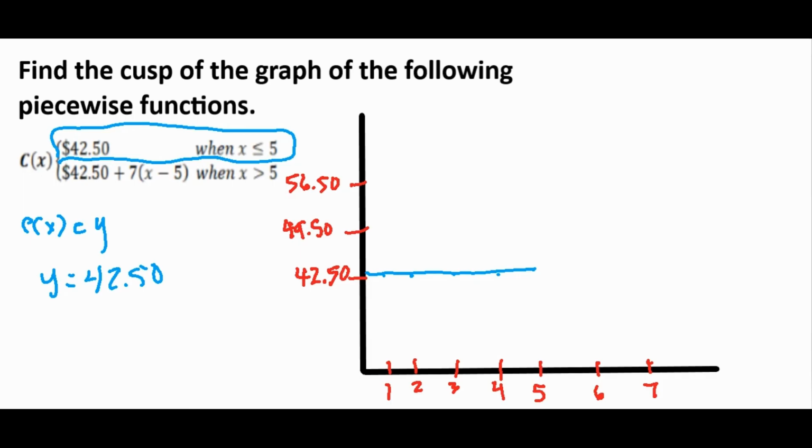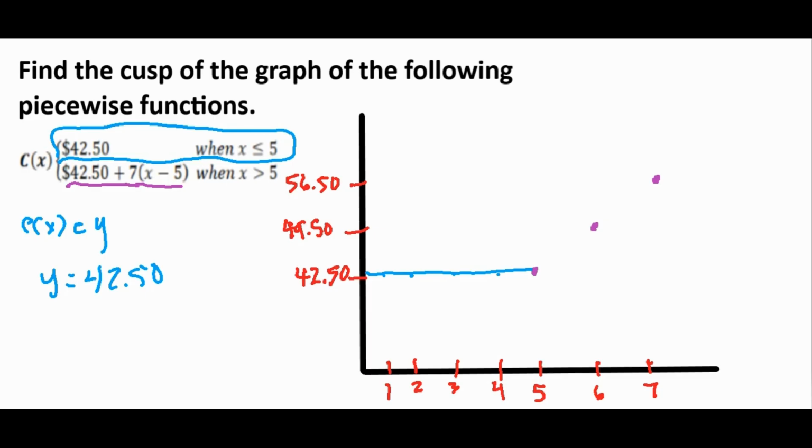So I'm going to pick a different color here. I'm going to go with purple. Purple's a cool color. So we have $42.50 plus $7 now for each additional line above that 5. So when x is greater than 5, it's going to be an additional $7. So if I go over here to 6, it's not $42.50 anymore. Now it's $49.50. So at this 5 here, this is the point where this new line starts to increase, and it increases at $7. Another one is going to cost me another $7. I'm going to be up here at $56.50.